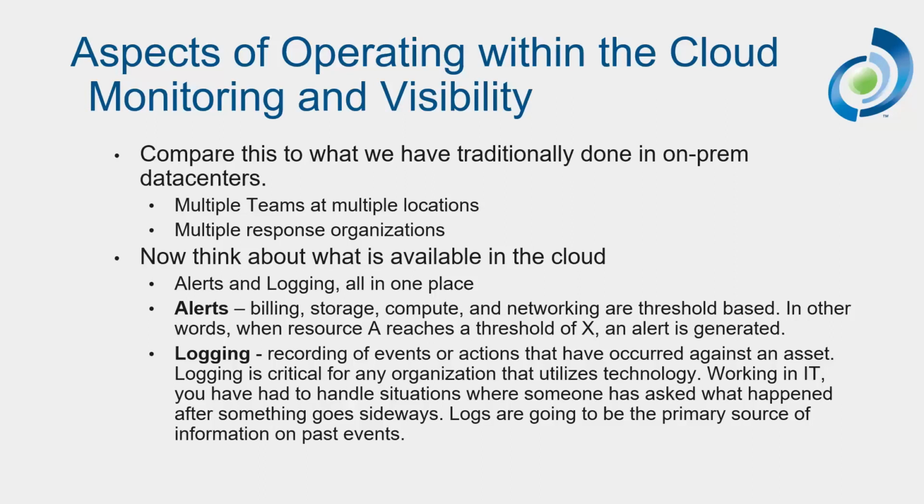So then, I've talked about the alerts. Remember when we talked about alerts, we kind of talked about the history of alerts. At one time, the alerts would tell us there was a problem. Then after a while, we can use our alerts to say, you know what, let the system know there's a problem. And if it's this type of problem, we're going to automatically fix that. So alerts, billing, storage, compute, and networking are threshold based. In other words, when resource A reaches threshold of X, an alert is generated.